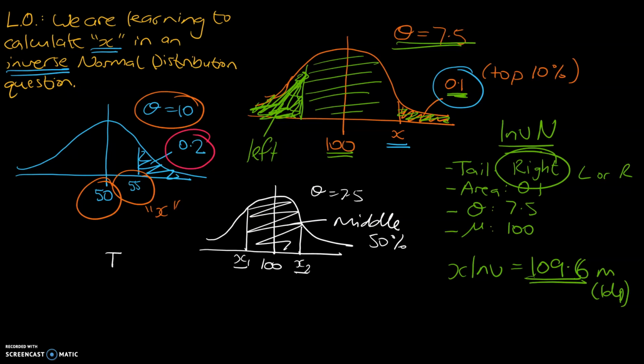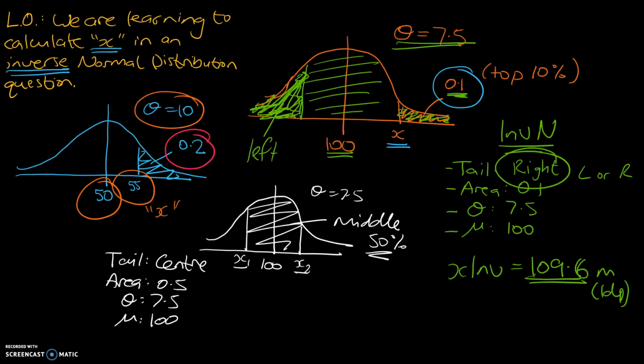In other words, for what range of values would the middle 50% lie between? So following our calculator method, our tail, we don't really have a tail, but we're dealing with the center of the data. Our area, that's 0.5 because we're looking at the middle 50%. Our standard deviation, that's still 7.5. And our mean, that is unchanged at 100.